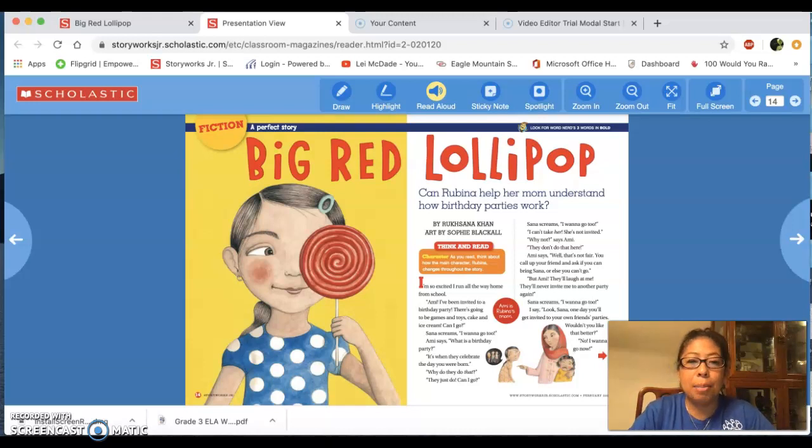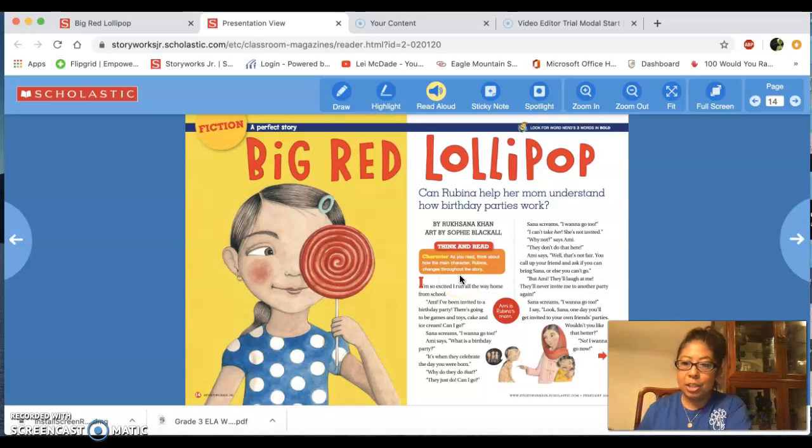Big Red Lollipop. Can Rubina help her mom understand how birthday parties work? By Rukhsana Khan, art by Sophie Blackall. Think and read. Character. As you read, think about how the main character, Rubina, changes throughout the story.